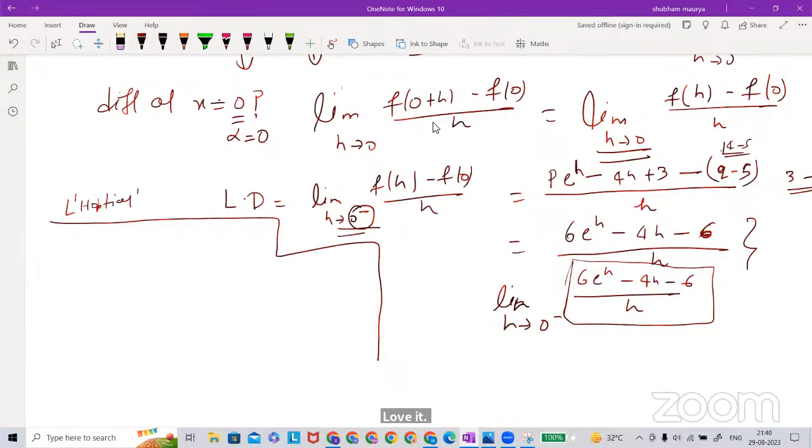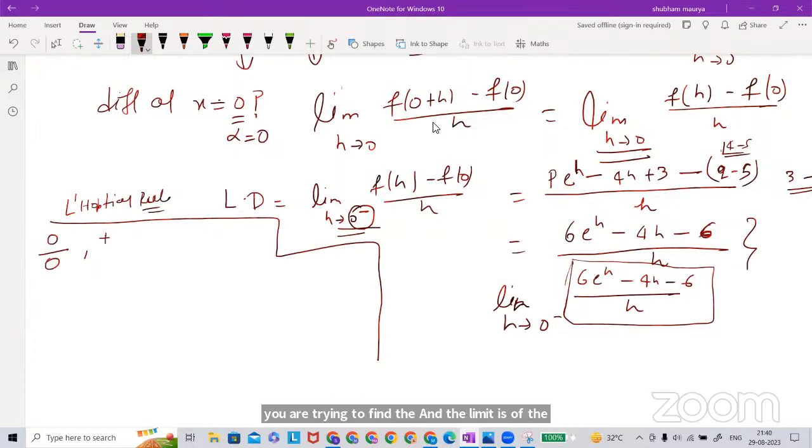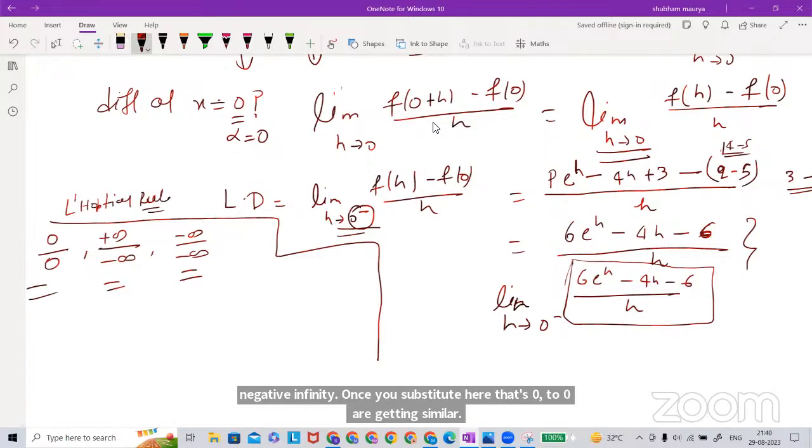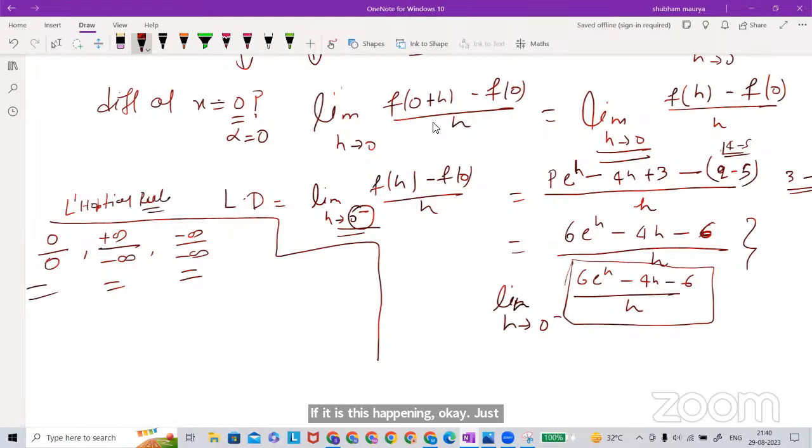Most of us know it, sir. Let's quickly revise. L'Hopital rule works for cases where you are finding the limit of a rational function and it is of the form 0 by 0, or positive infinity by positive infinity, or negative infinity by negative infinity. Once you substitute h equal to 0 and get this kind of form, just differentiate the numerator and denominator separately, and then find the limit. That is the L'Hopital rule.